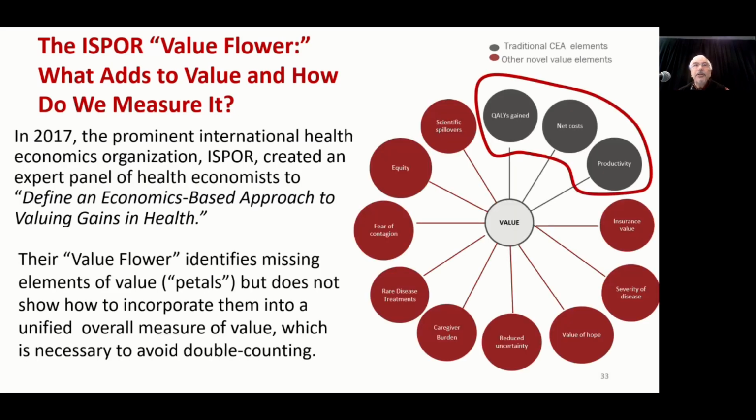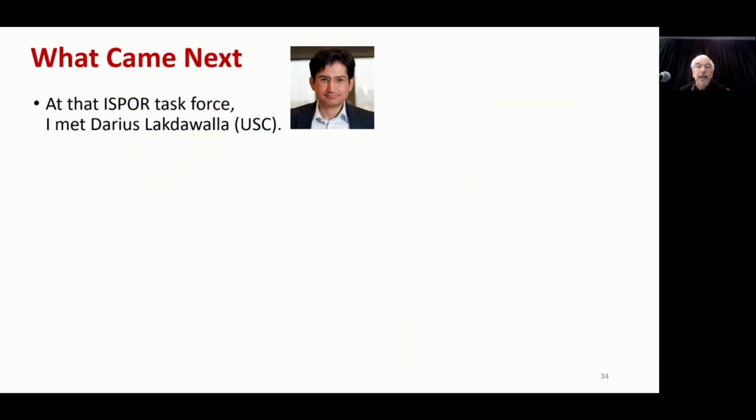And they identified what is now the famous or infamous value flower, your choice, of potential elements of value. Of each of the petals in this, the one circled up at the upper right, qualities in cost and productivity, are the only ones that are captured by standard cost effectiveness. And that left all of this other array of things. The value flower in the task force's work identified these missing elements of potential value, but it doesn't tell you how to measure them properly and to avoid double counting, and there's a lot of risk of that.